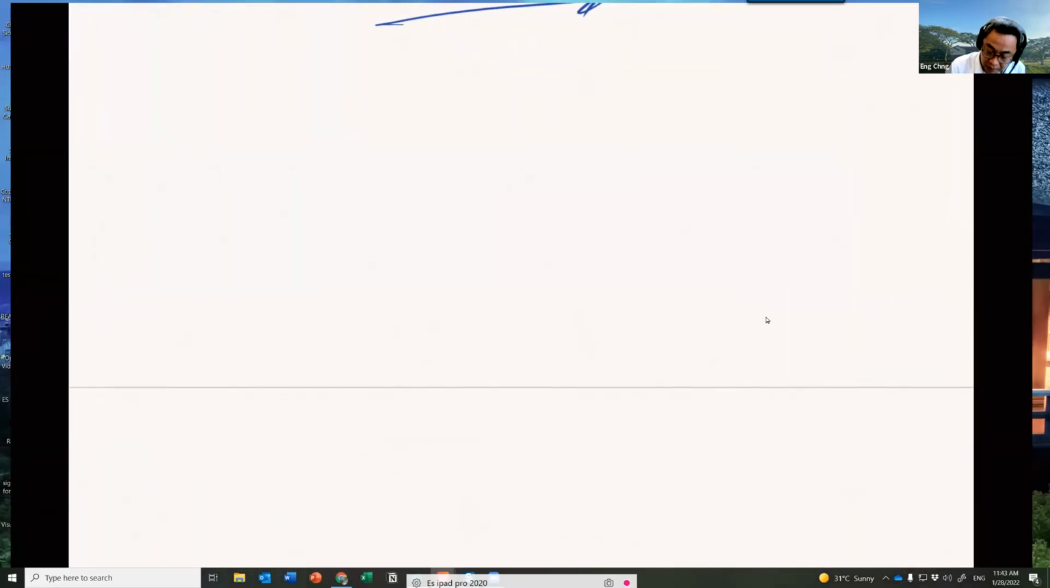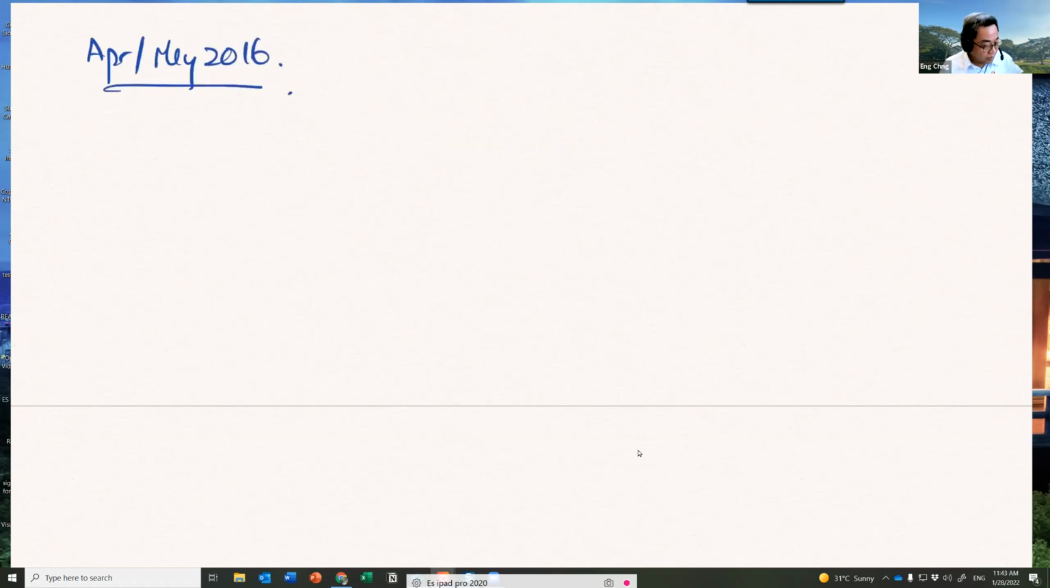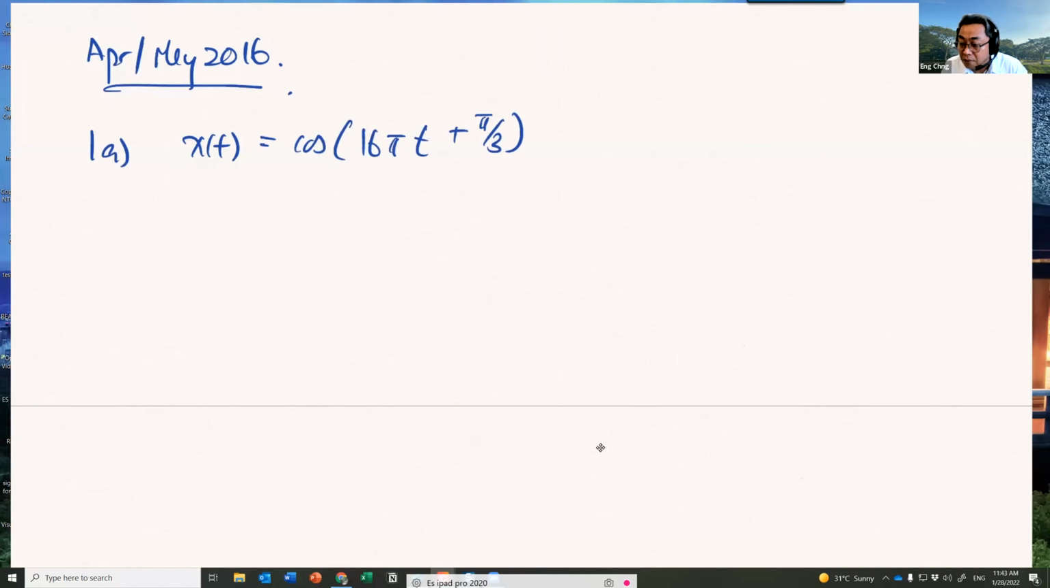Okay, in this third example of the question, it happens in April, May 2016. Okay, let me get the question first. April, May 2016. And the question is in 1A. The question is x of t equals cosine 16 pi t plus pi over 3. All right. Now, the question is different from previous. Here it says find. Find what?